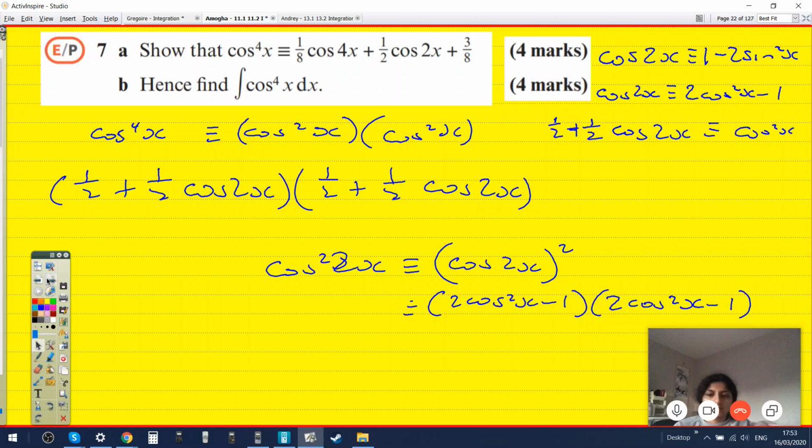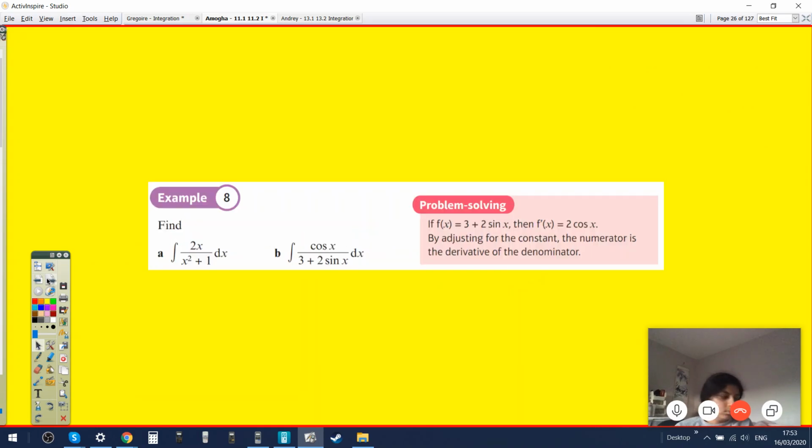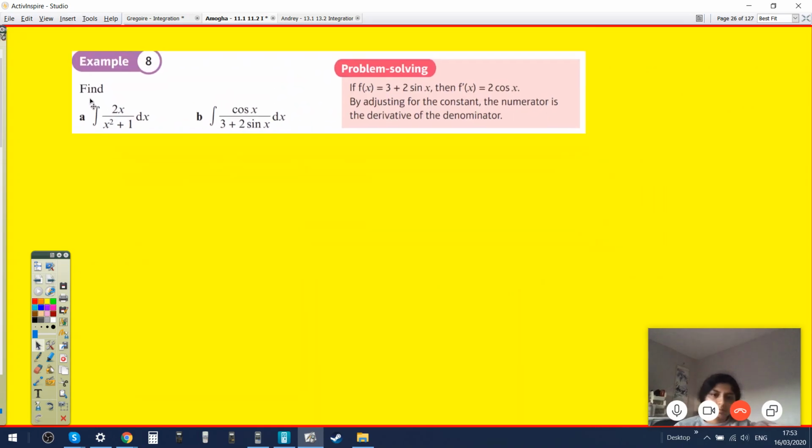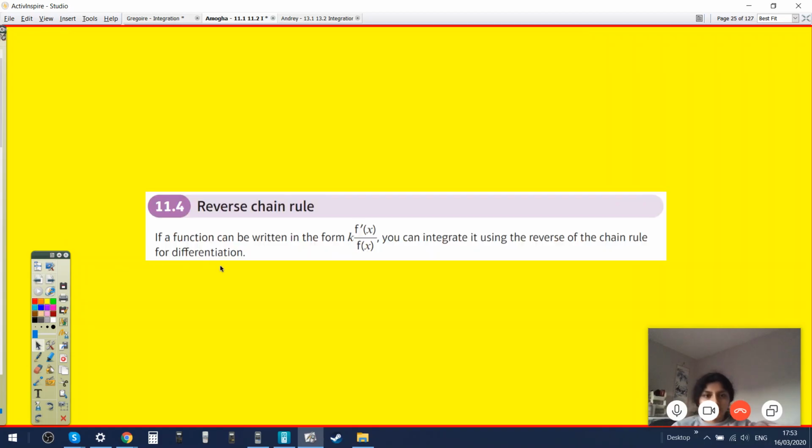So this one was just lots and lots of expanding brackets. Other than that, it's okay. So it's a lot of work for what that one is. Okay. We have some time for reverse chain rule. How do we do the second one? Hang on. What is reverse chain rule?